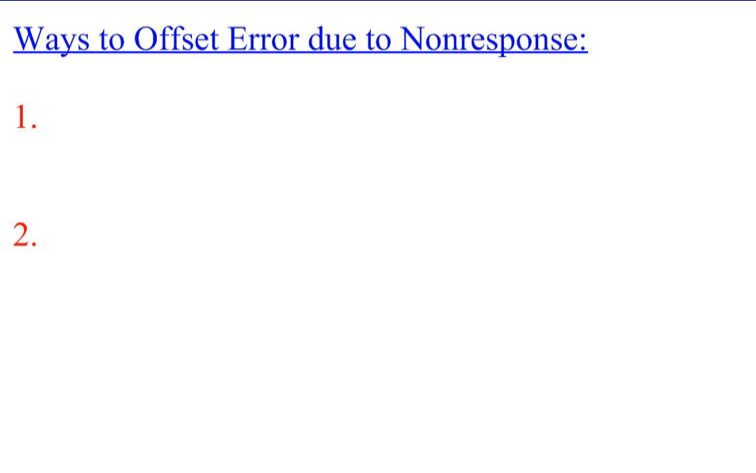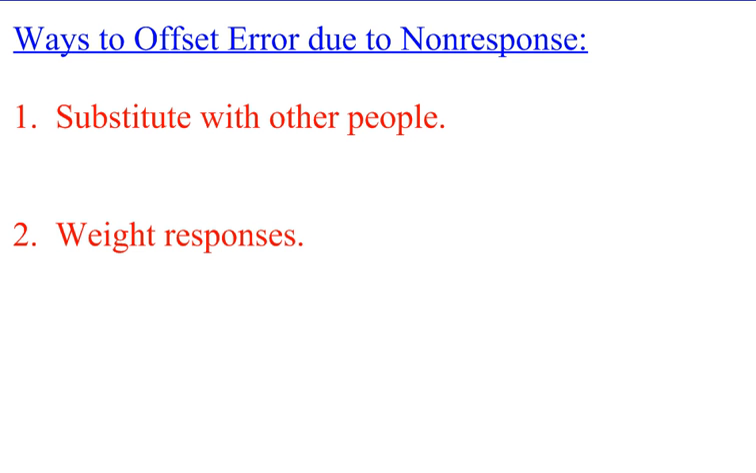Here are 2 ways to offset errors due to non-response. One is to substitute with other people. If I group people by, let's say, age and gender, and I have someone who's not answering the phone, I would just randomly select someone else from that gender or age group. It's a similar person, so I'm not swaying the results too much. I'm not getting anywhere with that person that I keep calling.